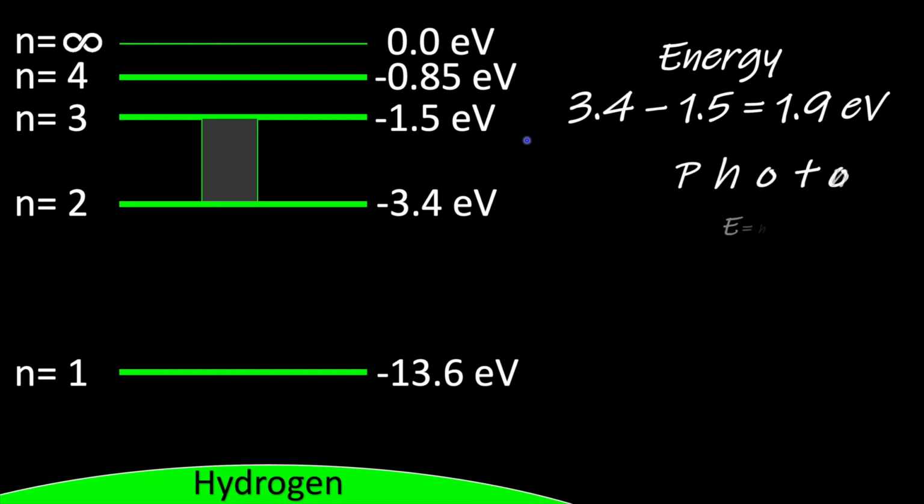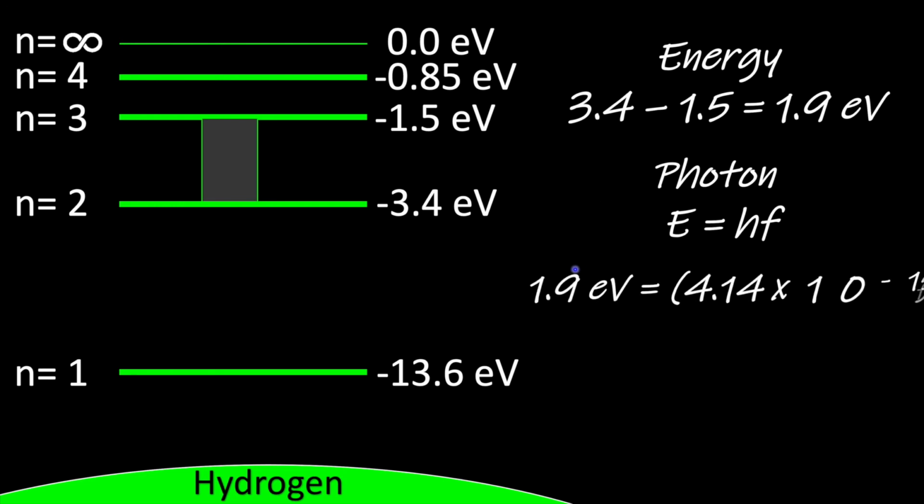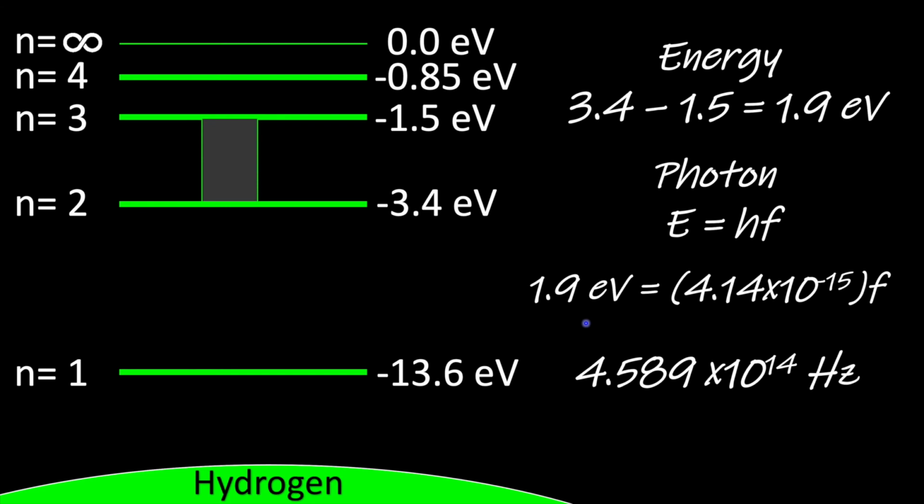Next, we'll use our formula for energy of a photon, E equals hf, and plug in our values. Now, energy I'm putting in as 1.9 electron volts. So when I put in my h, I put in 4.14 times 10 to the negative 15. This is the Planck's constant version for electron volts. You could convert to joules as well, but since we already have electron volts, this is the easier number. I divide that over on the left, and I get a number of 4.589 times 10 to the 14 hertz. If this asks for wavelength, we can just convert that with the universal wave equation, and I would get 654 nanometers, which is red light.